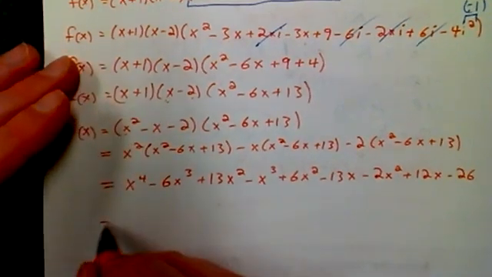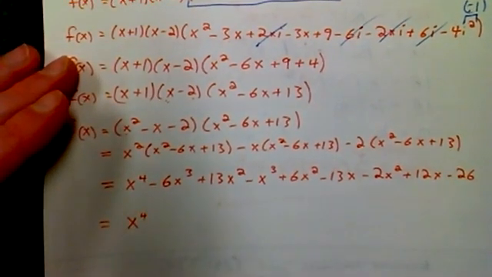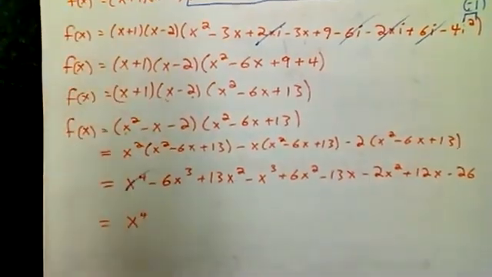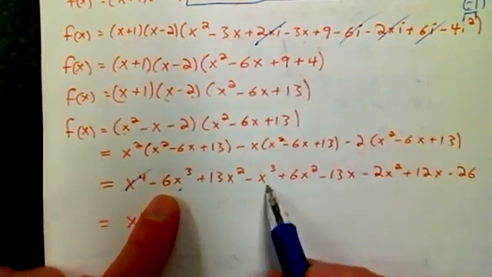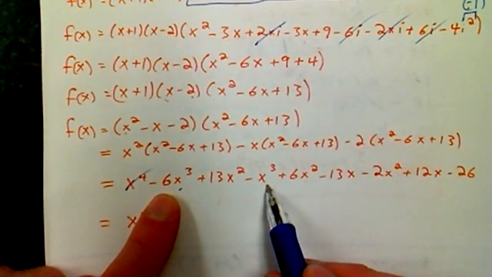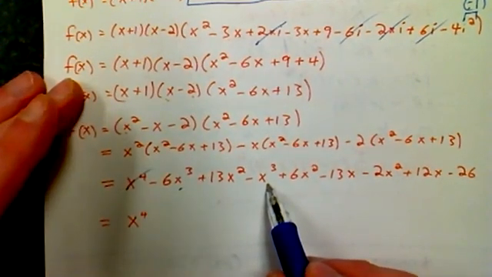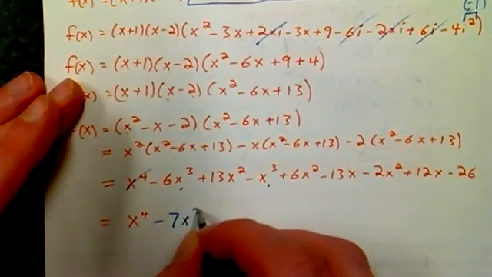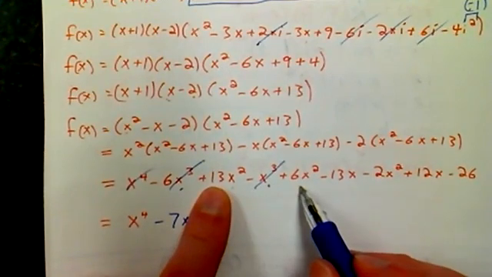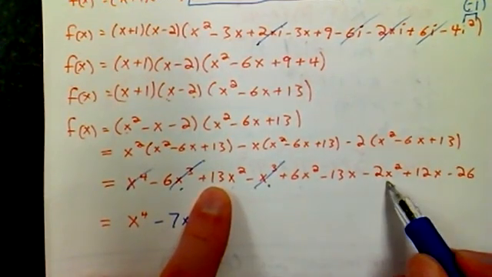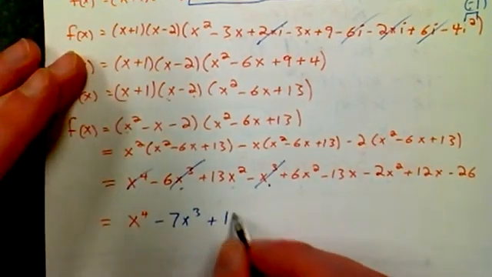And from here, if I combine like terms, I have an x to the 4th. Okay, so I'm good there. In fact, I'll do it in blue. I have a negative 6x cubed, a negative x cubed. I guess that's going to be a minus 7x cubed. I have a 13x squared, a 6x squared, minus 2x squared. That's going to be a positive 17x squared.